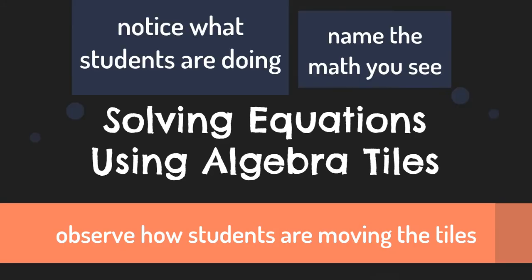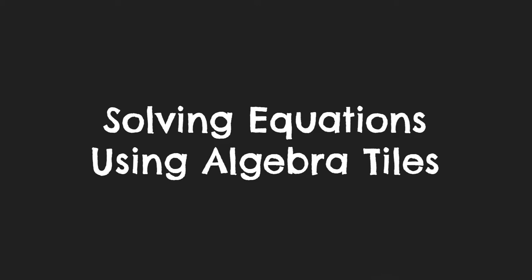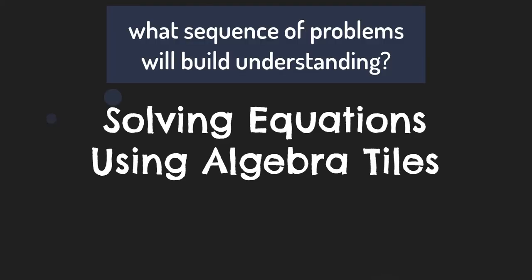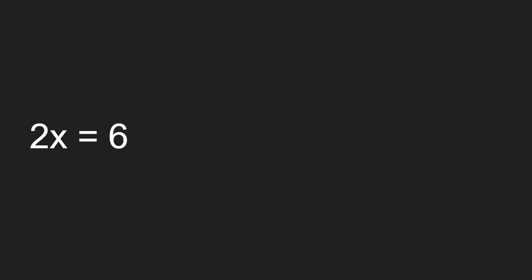Oh, I notice you're dividing those into equal groups. Oh, I notice that you are creating some zero pairs. This is where the learning happens deeply. You want to think about the sequence of problems that you're going to give to students to allow that to happen. You might want to begin with a problem like 2x equals 6.